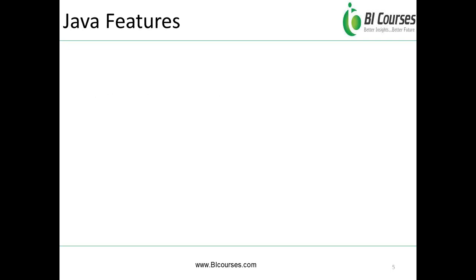Java features. Why Java became popular with respect to any other programming languages? Because of these features. First one is platform independent. Let me give an example on platform independent.